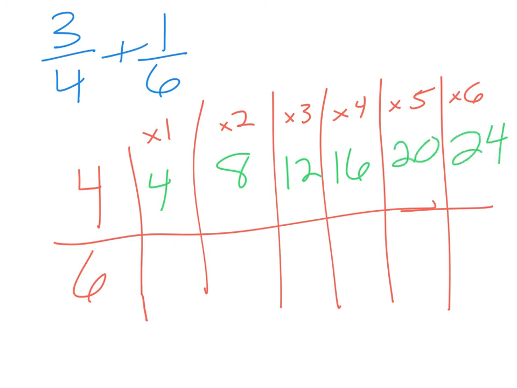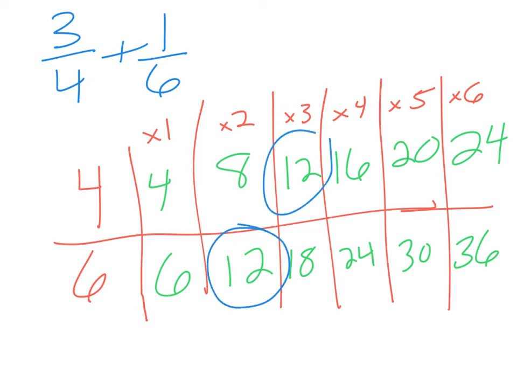Okay, now let's take a look at the 6's. 6 times 1 is 6, 6 times 2 is 12, 6 times 3 is 18, 6 times 4 is 24, times 5 is 30, and times 6 is 36. Great. So, earlier I mentioned that we have to find numbers that they have in common. Do you guys see any multiples that they have in common? You should. We see that they both share the multiple 12. They also share the multiple of 24.